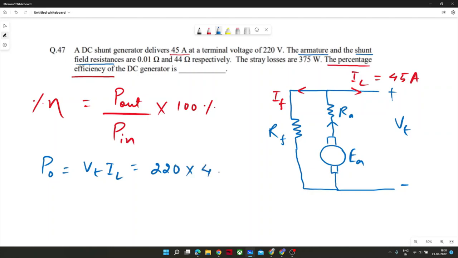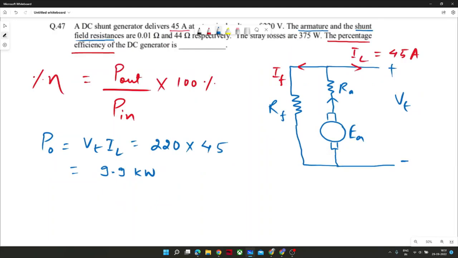So VT into IL. 89.79%, I guess it is not the answer, but anyway, let us see. Okay. Into 45, it will come out to be 220 into 45. That is 9.9 kilowatt. Okay, so this is output. Output was straightforward. Now we want to move towards input, and it is a generator.